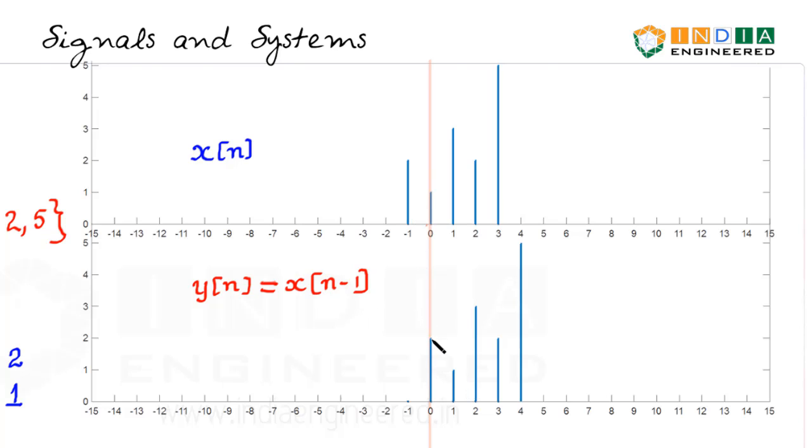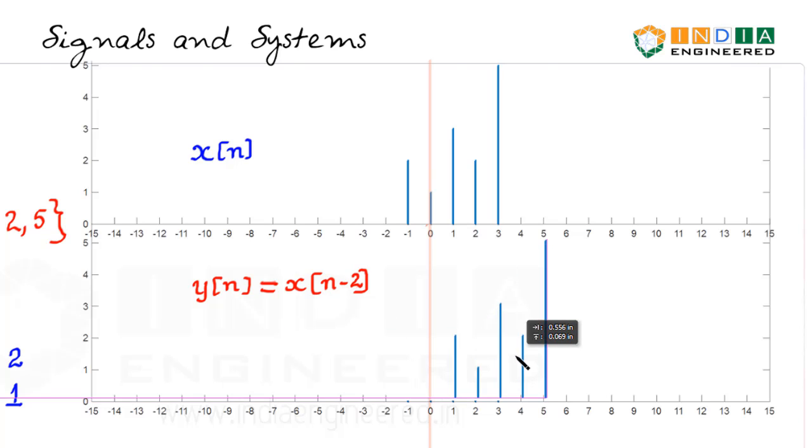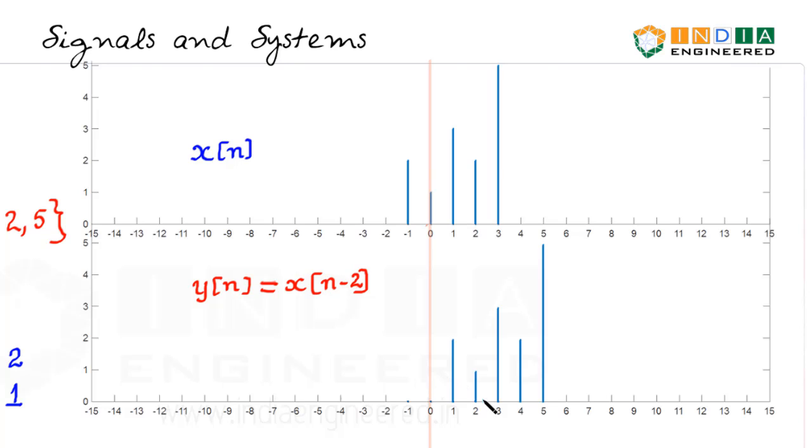Now what if I want to shift the signal by 2 positions? It has to be x of n minus 2. Now how will that signal look like? Now let's say we want x of n minus 2. That means the signal will shift right by 2. So x of n minus 2 will look like this.